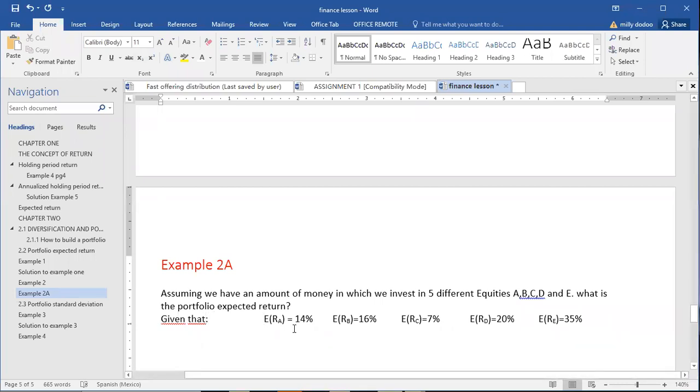So assuming we have an amount of money in which we invest in 5 different equities, and the equities are A, B, C, D, and E, what is the portfolio expected return? Given that A's own is 14%, B's own is 16%, C's own is 7%, D's own is 20%, E's own is 35%. In the next 2 minutes, I'll require that answer as well.